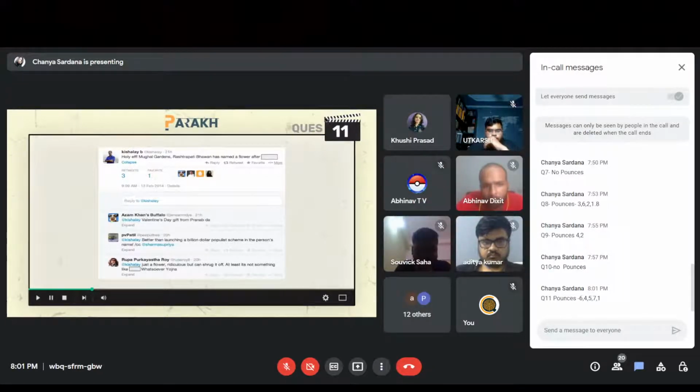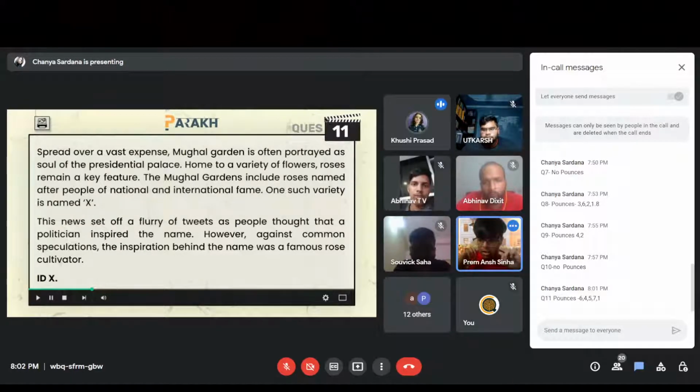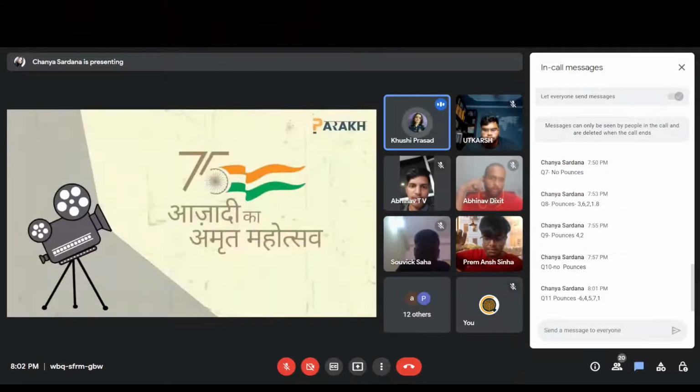I think, Valentine's Day gift from Pranab. It's written there Pranab Mukherjee, right? So there's also a flower named after Pranab Mukherjee, but you are not going for it. I think Sonia Gandhi should be the politician, but there was a flower named after Sonia, and also one was named after the wife of Pranab Mukherjee. So I think we should go with Sonia. We're going with Sonia Gandhi. Okay, Sonia is the correct answer.